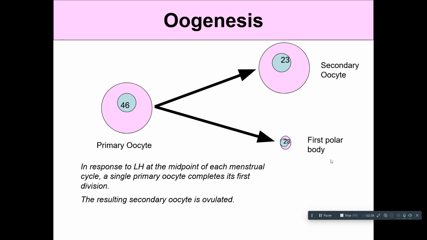There is a haploid cell called a first polar body. That first polar body might divide again, or it might just die. If it does divide, the two daughter cells are just going to divide. The secondary oocyte is the cell that is going to be ovulated, meaning it is going to be released from a rupturing Graafian follicle and then swept into the neighboring fallopian tube.